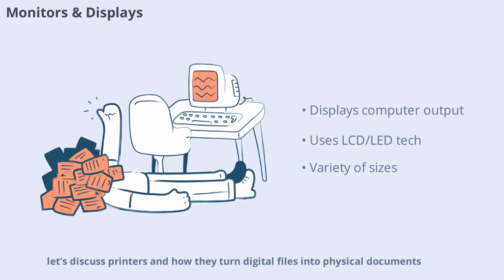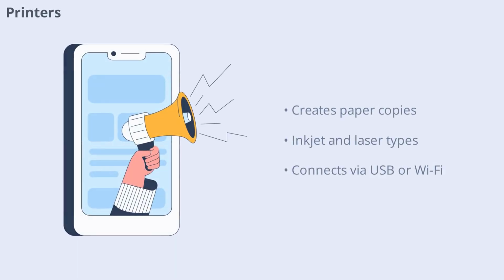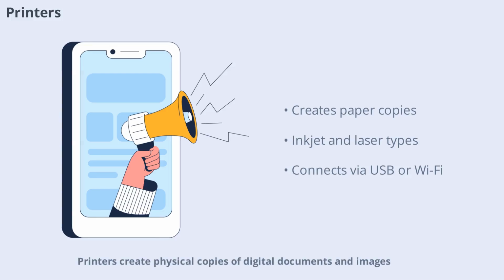Next, let's discuss printers and how they turn digital files into physical documents. Printers create physical copies of digital documents and images. There are several types, including inkjet, laser, and all-in-one printers that scan and copy as well. Printers connect to your computer via USB, Wi-Fi, or Bluetooth. They're essential for offices and useful at home for schoolwork or photos.